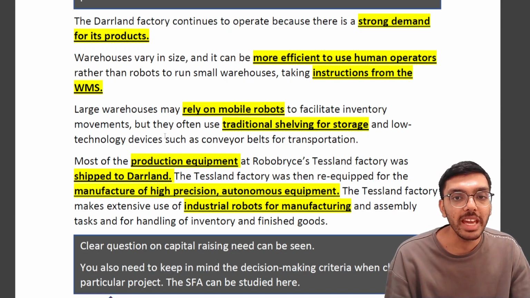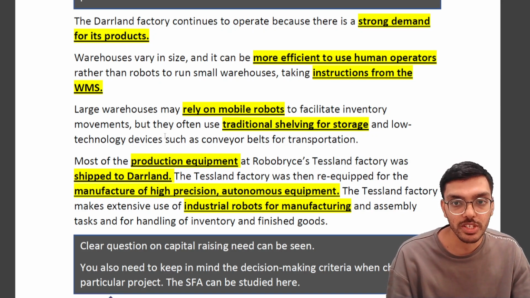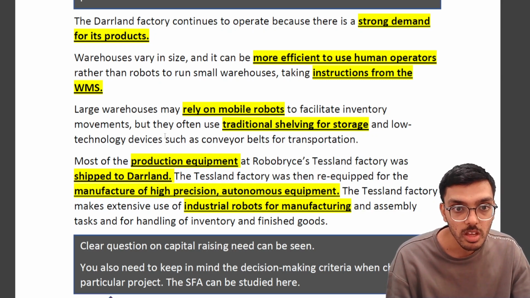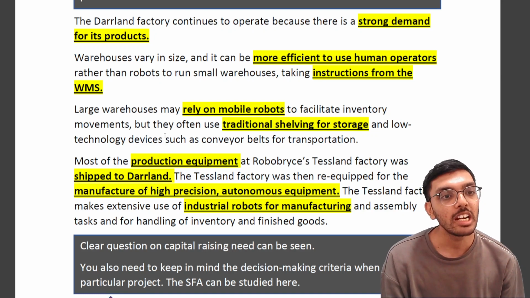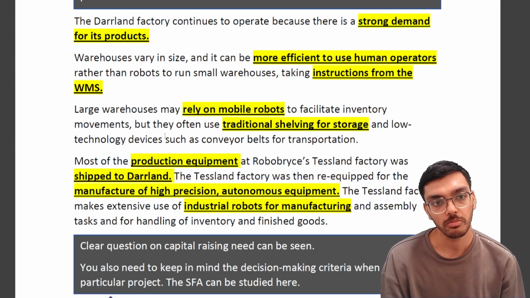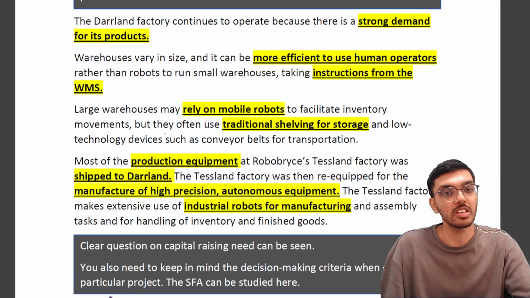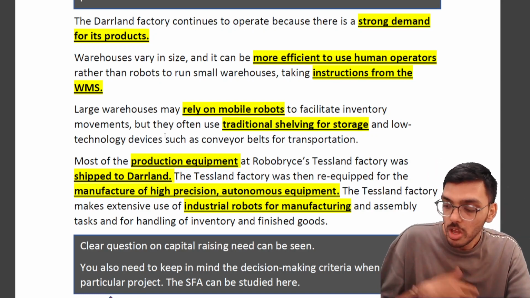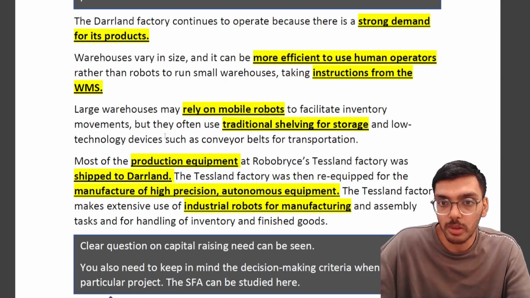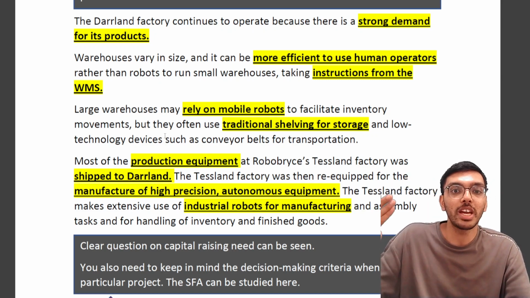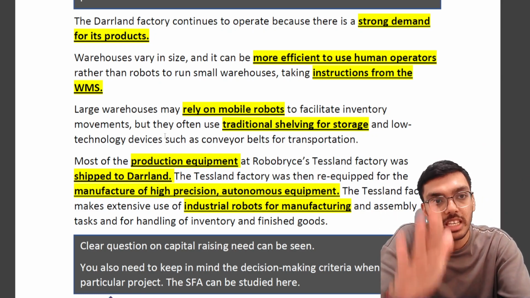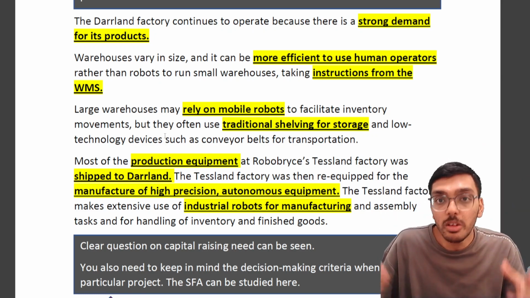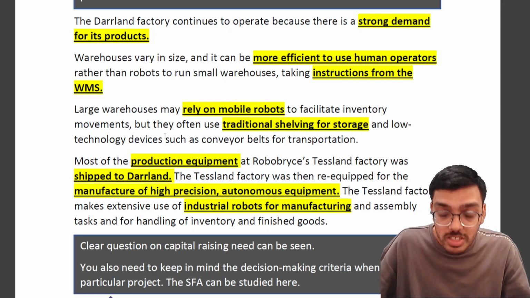Large warehouses may rely on mobile robots to facilitate inventory movements, but they often use traditional shelving for storage and low technology devices such as conveyor belts for transportation. So yes, your Tesland factory is making your autonomous robots, but your traditional products like shelves, like your conveyor belts, like forklifts, all of this will still be needed. So the Darland factory is operating because there is strong demand.